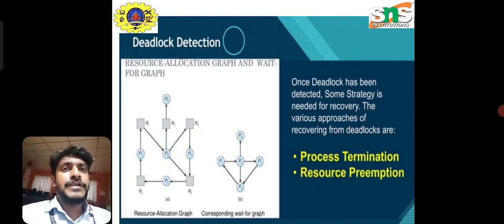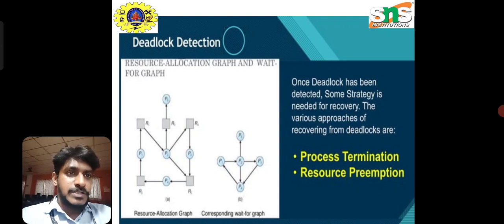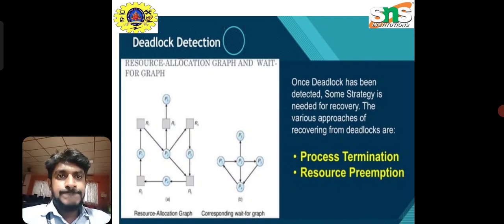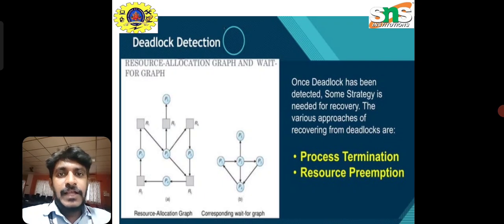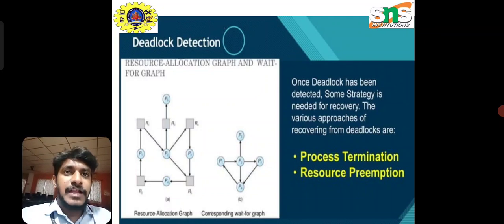Once a deadlock has been detected, some strategies are needed for recovery. The various approaches to recovering from deadlocks are process termination and resource preemption. We also have the resource allocation graph and the corresponding wait-for graph, which we will see in the following example.